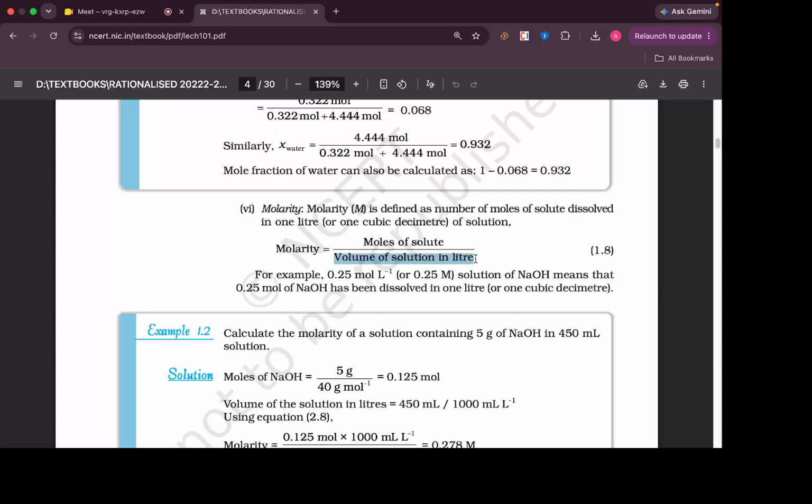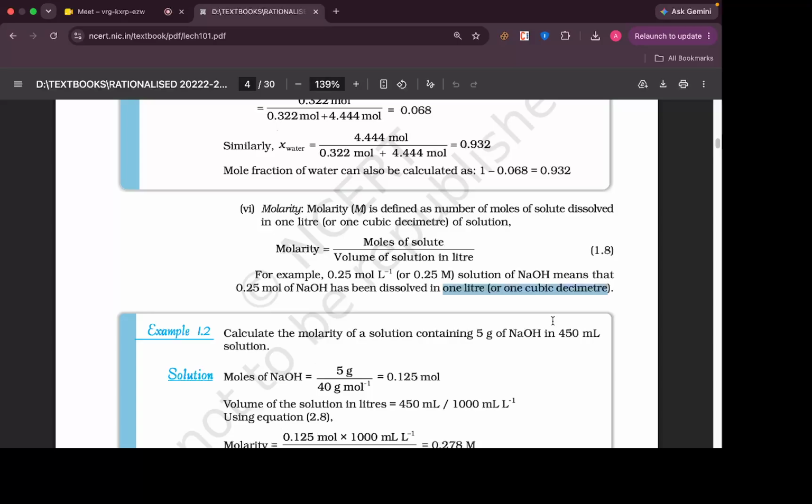How much liter? 1 liter. 1 liter is also called 1 cubic decimeter. Please remember, such questions also come in the exam. They will write 1 cubic decimeter and the student thinks, oh, how will I convert it into liters, I don't know the conversion. You don't have to convert. 1 cubic decimeter is equal to 1 liter.